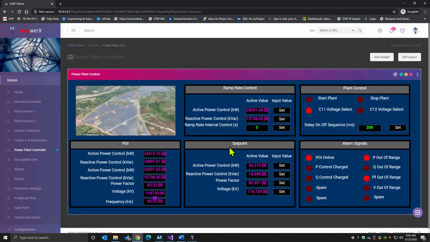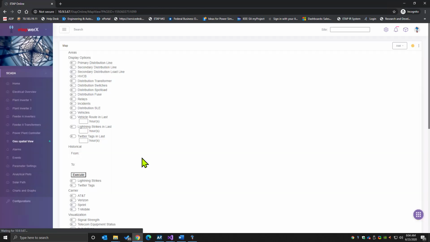The power plant controller itself is giving you a visualization of what the power plant controller is actually doing, along with the control that it's actually set to. You can also change the power plant controller to manual mode and send individual set points directly from the HMI. And you can also visualize what the power plant controller is doing in terms of its point of interconnection monitoring and any alarming that is being generated based on the power plant controller logic.